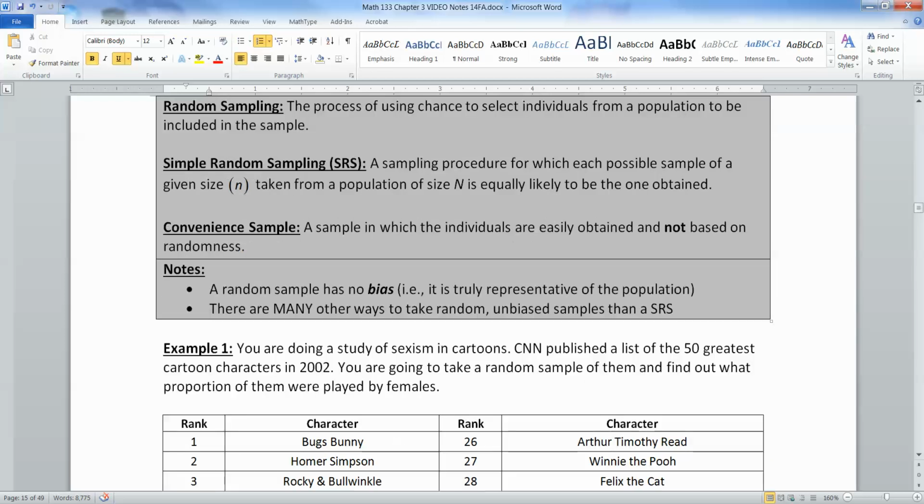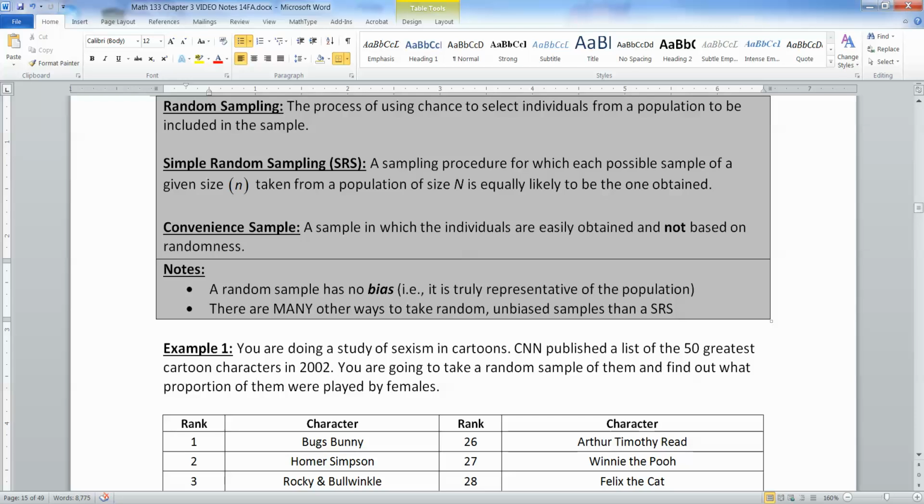Now, a random sample has no bias. Bias is something we do not want in our samples. For example, if you took all men or all people over 40, that would be biased. The people in the mall asking questions as people walk by, that's biased, right? A random sample is not biased. It has every single person just as likely as every single other person.